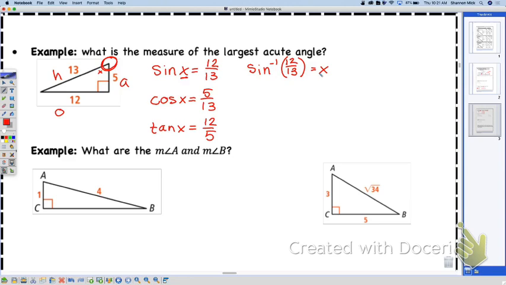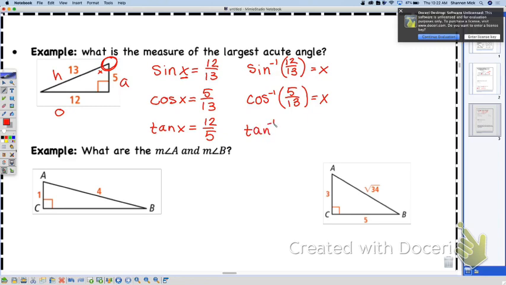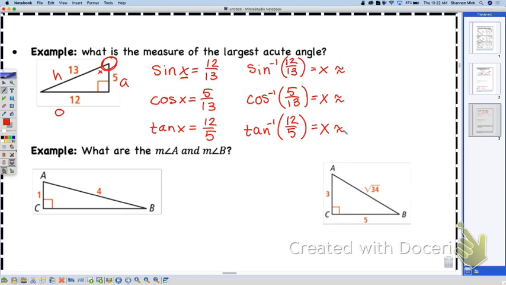It's the same thing. So guess what we do to cosine then? We take the inverse cosine of 5/13 equals x. And then guess what you do with tangent? The inverse tangent of 12/5 equals x. So all of these numbers should come out the same, yes? Or approximately the same. So every single one of those I put in my calculator, they should come out the same. You need your calculator because everyone needs to know how to use these buttons.